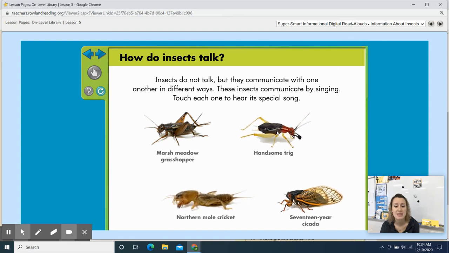This is another kind of insect or bug. You hear those at night? This is a northern mole cricket. Ooh, look at how yucky that looks. Ugh. All right, let's listen to it.